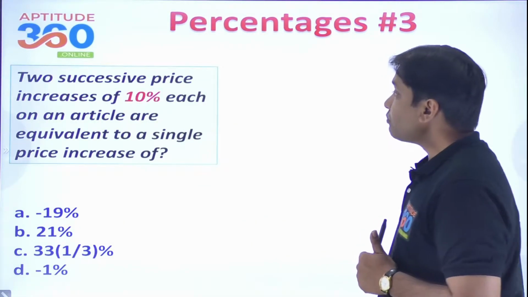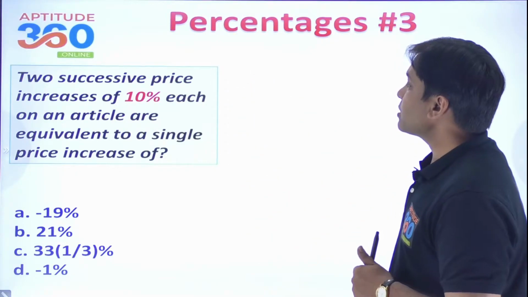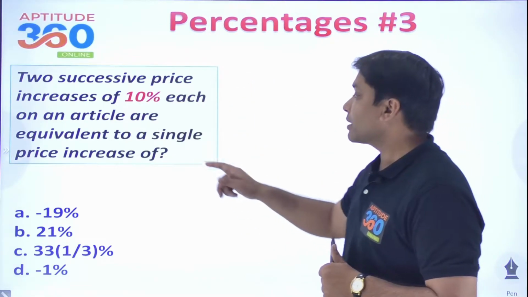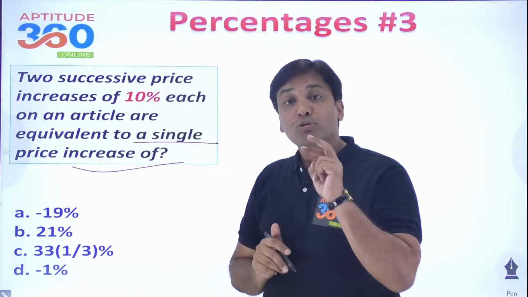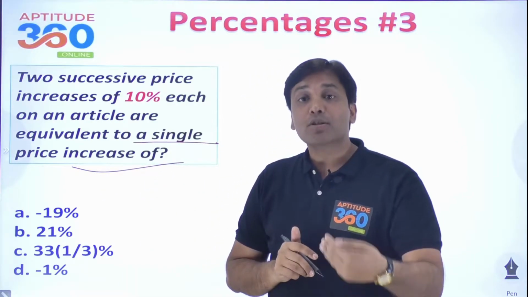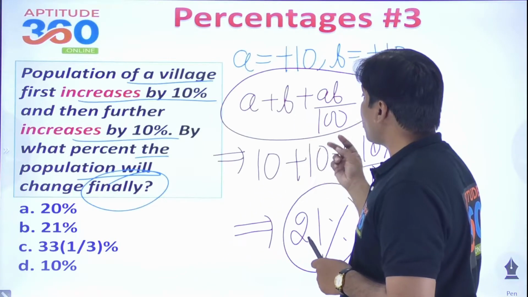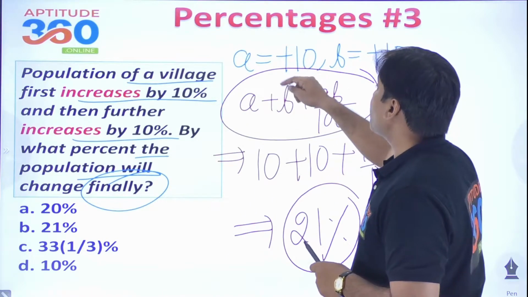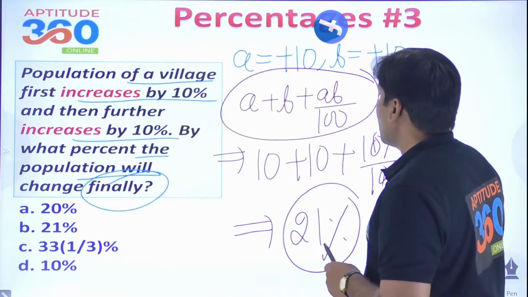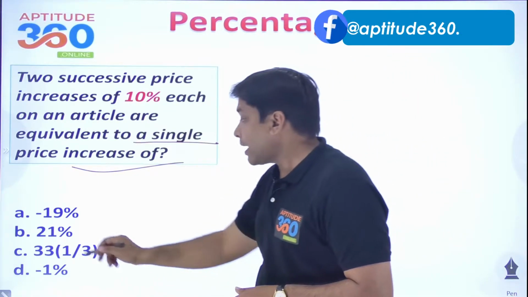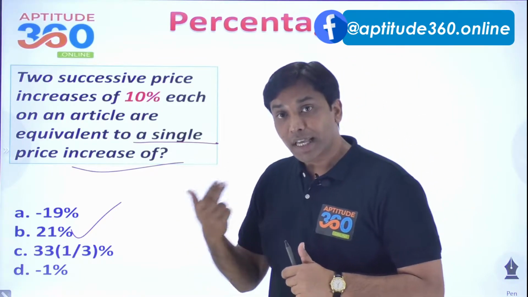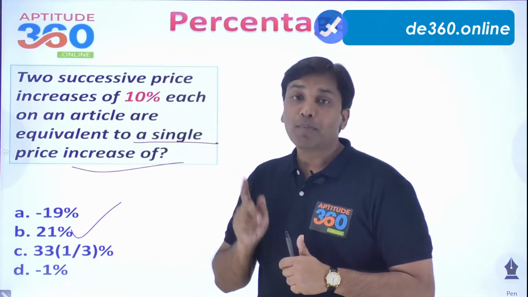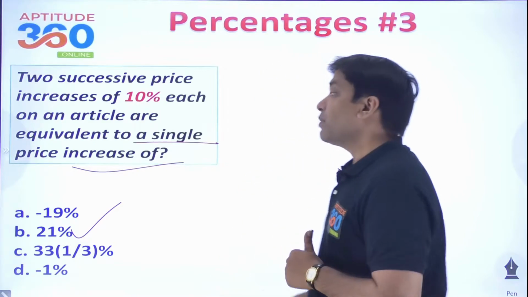Now, two successive price increases of 10% each on an article is equivalent to a single price increase. Now try to understand this. Two successive increments of 10% each. This is what we have solved in this problem. A is positive 10, B is also positive 10. So what is going to be the final change? The final change is going to be nothing but 21%. So it's all about successive in nature. If they are successive, apply the AB formula, your problem is simplified, right?